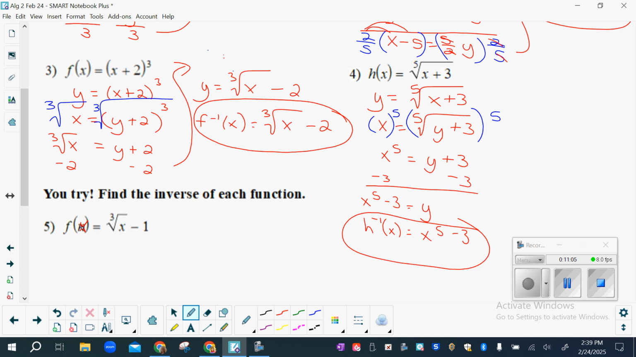It's x to the third plus 1. X to the third plus 1. Right there, did you get x to the third plus 1? That's what I got.